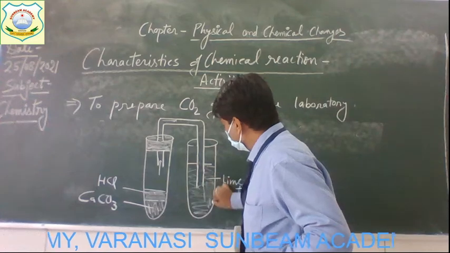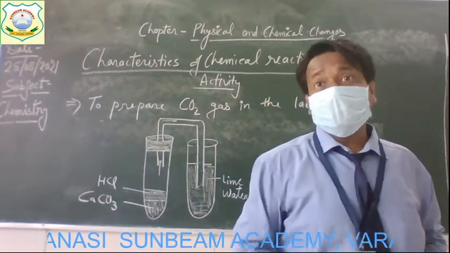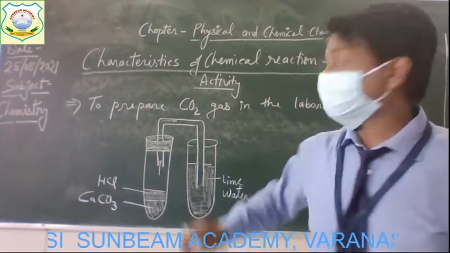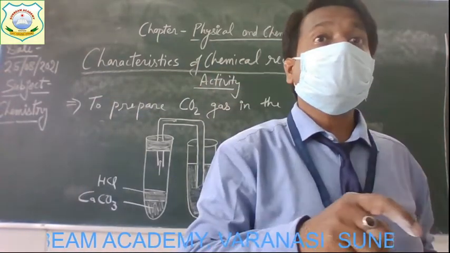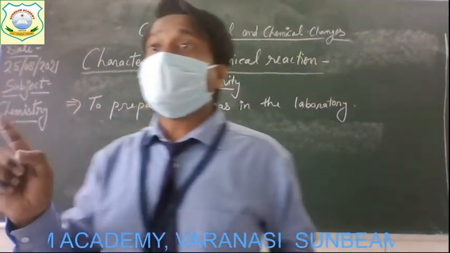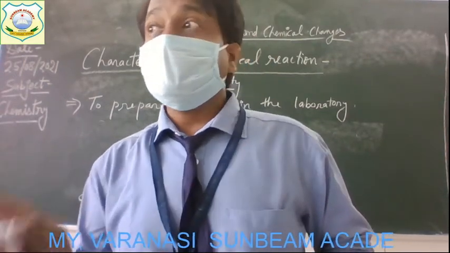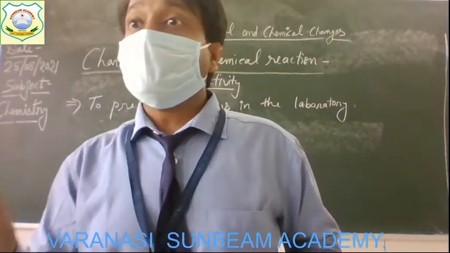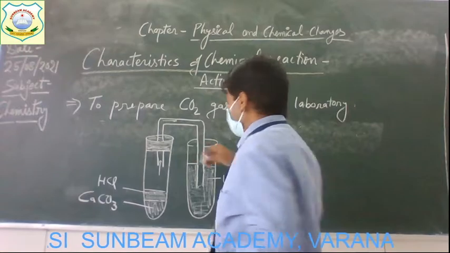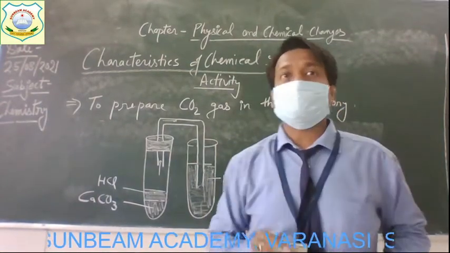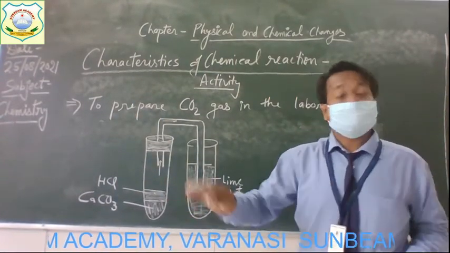How will it turn? Milky. It is getting whitish in color. So this shows what? The gas which is coming from this test tube is responsible for turning the lime water milky. Is it not? And this is the characteristic of which gas? Carbon dioxide gas. Turning the lime water milky is the property of carbon dioxide gas. So we can say that carbon dioxide gas is coming from it. That is why this clear lime water turns milky.